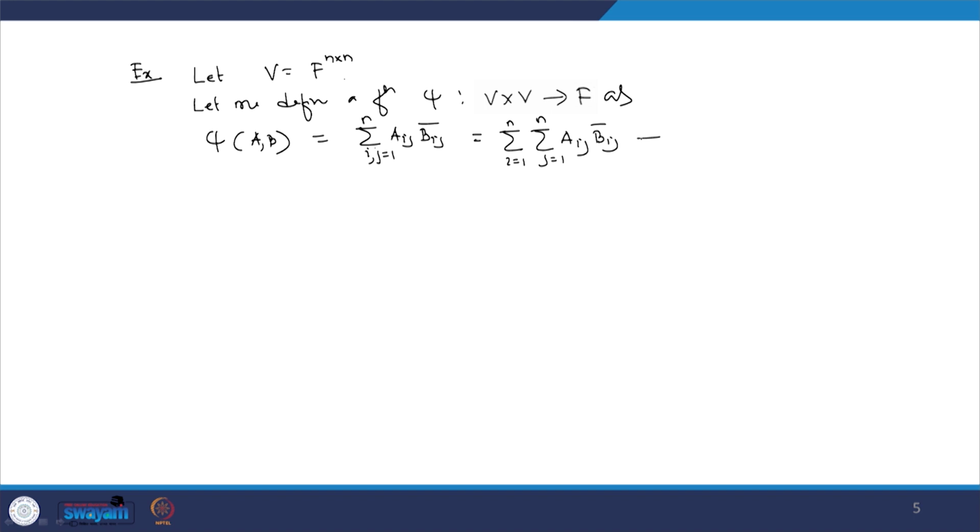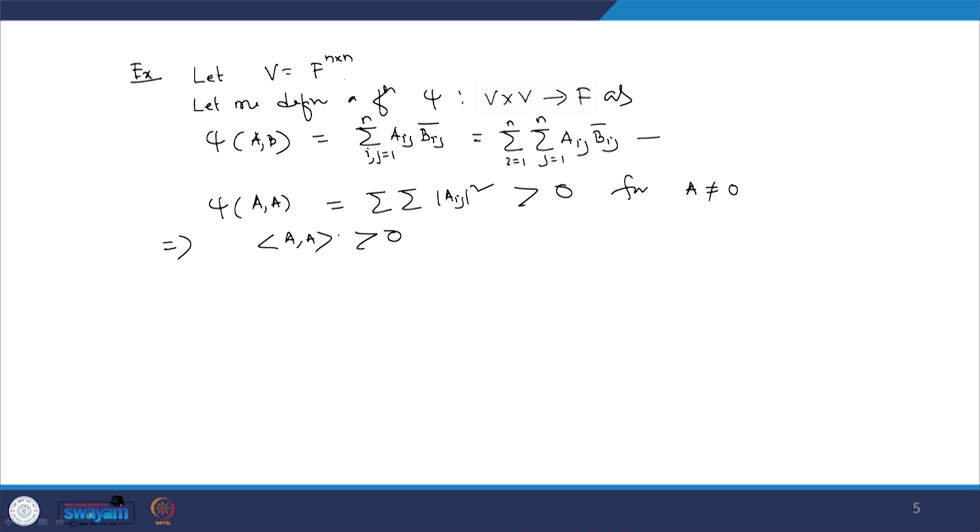So, we can quickly show that this function psi also introduces an inner product over the space V. See, we have psi of A comma A for a non-zero matrix A equal to sigma sigma mod of Aij whole square, which is strictly greater than 0 for A not equal to 0. So, this implies the inner product of A and A is strictly greater than 0.